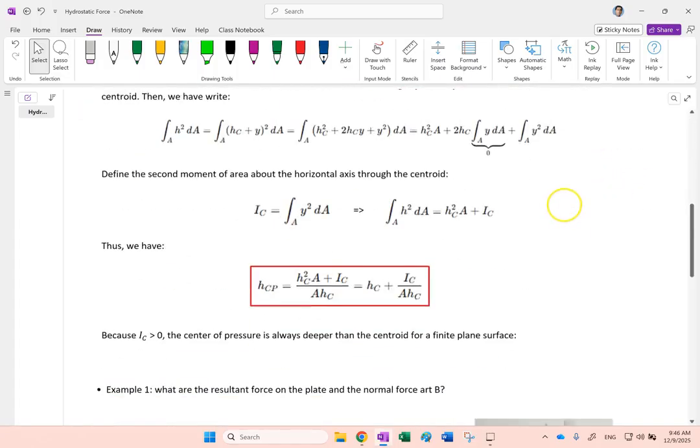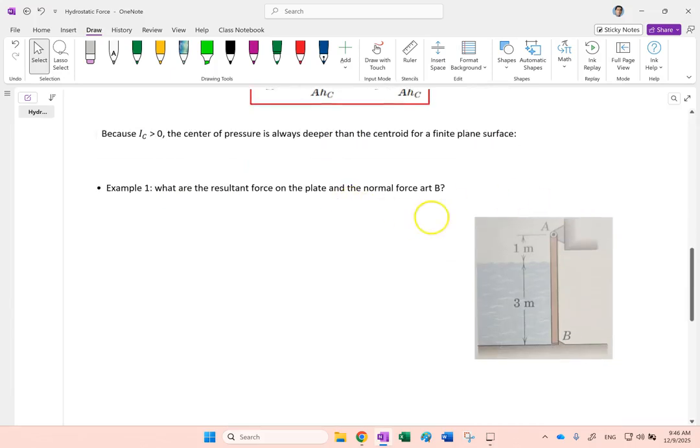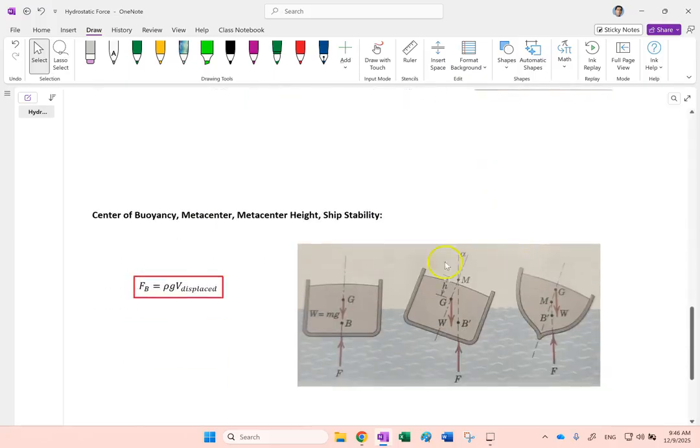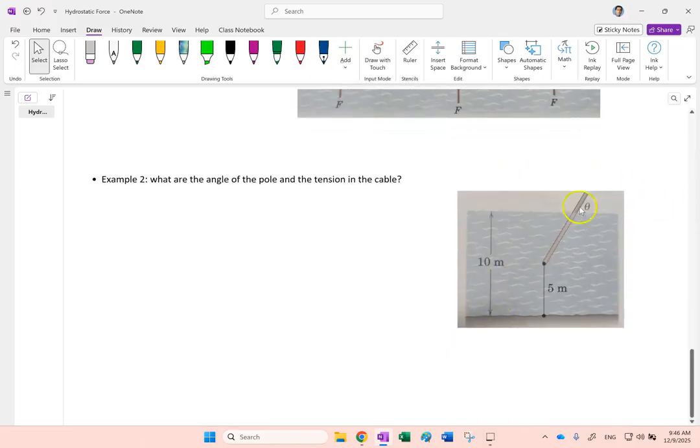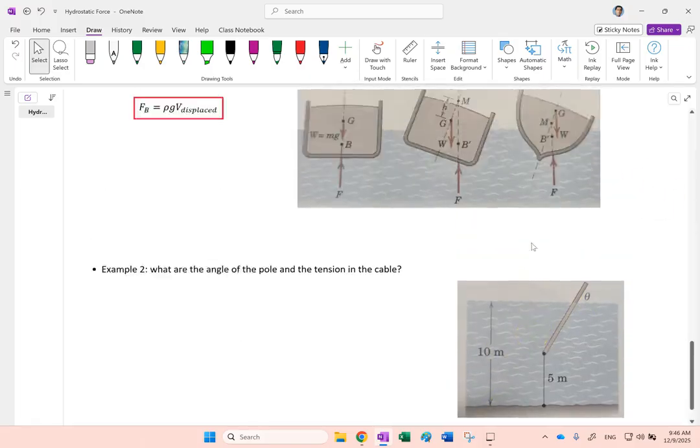We're also going to look at the buoyancy force. When the object is submerged, there will be some force due to the basically displaced volume, and that will affect the stability of objects that are submerged, like a ship. So we're going to look at the center of buoyancy. And then there is another point called the metacenter, and the metacentric height and stability of that, and we're going to look at a problem involving that as well.